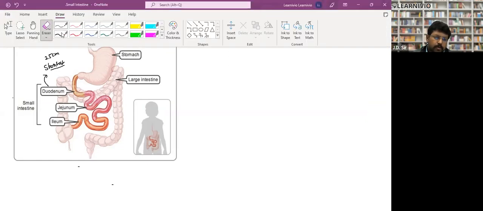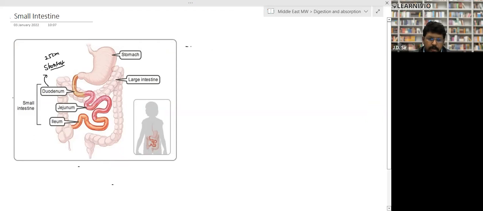Hepatopancreatic ampulla. Let me write it more clearly. Hepatopancreatic ampulla opens into the duodenum. Full stop.